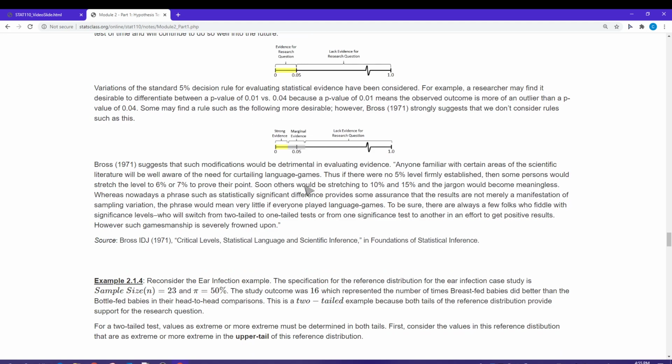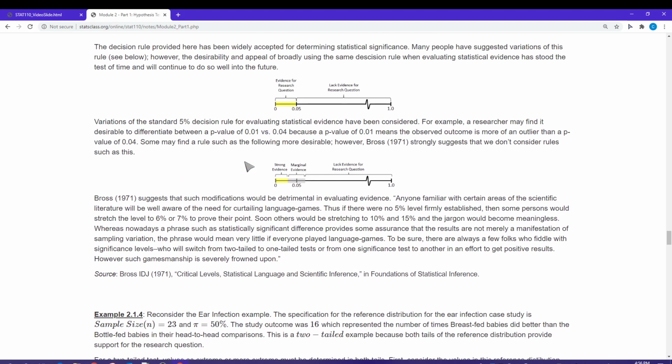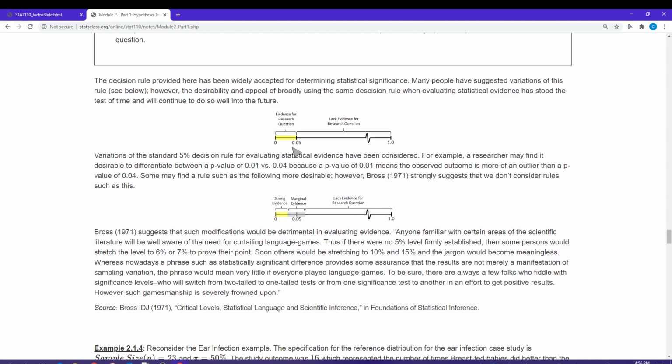Here's a little bit about, well, can't we have strong evidence and marginal evidence and no evidence or lack of evidence? Okay, we try to stay away from terms like marginal evidence here. Essentially what was said here is that we would just start arguing over where the limit should be for marginal evidence. So what we've done here is we made a pretty strict rule of that 5%. If you're below that 5% with the p-value, then you do have enough statistical evidence for the research question.